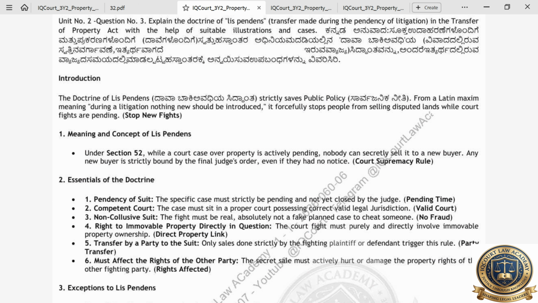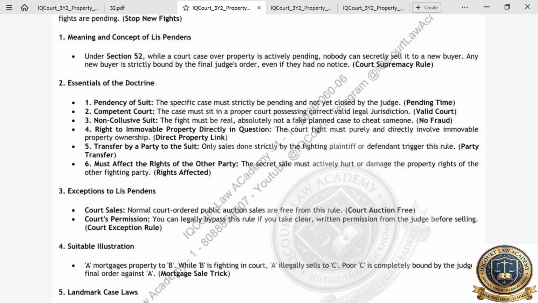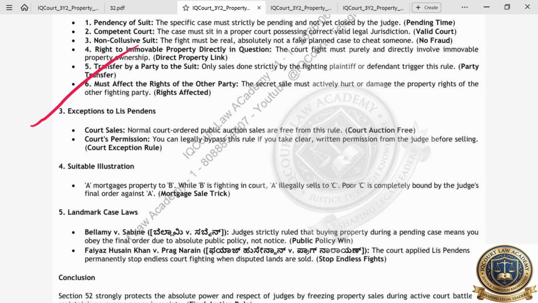You can't sell the property to anyone else when there is litigation in the court, when the court case is pending before the court. But there is an exception. If you are selling through the court, this lis pendens doctrine will not apply.